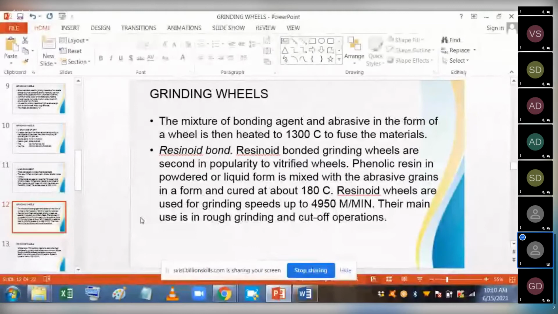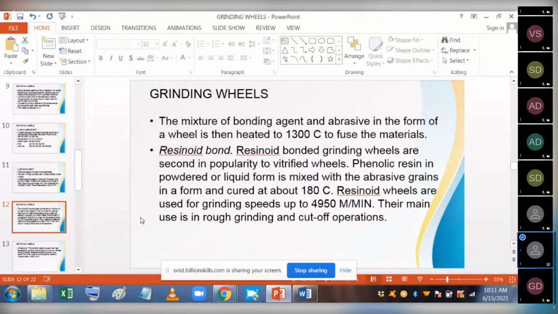The mixture of bonding agent and abrasive in the form of a wheel is heated to 1300 degrees centigrade to fuse the material. So we have taken powdered clay and fluxes, mixed it in the form of a wheel in a mold, and then heated it to 1300 degrees centigrade to fuse the material. Now clay gets fused and forms a crystal-like substance which has tremendously high bonding strength, and the grinding wheels are made with vitrified bond.